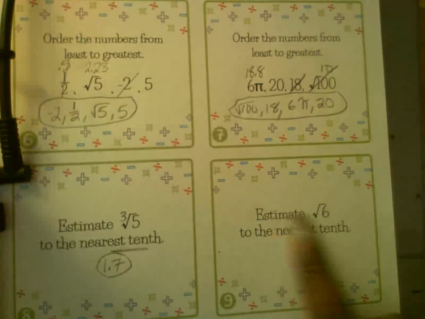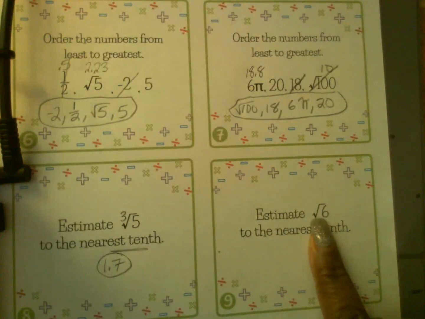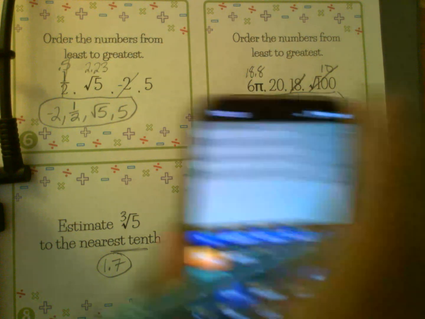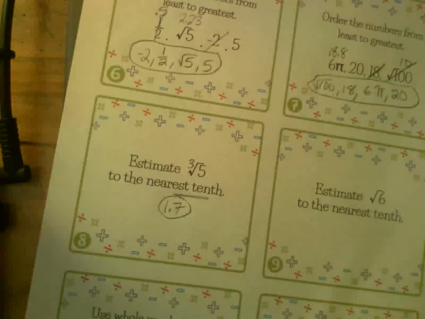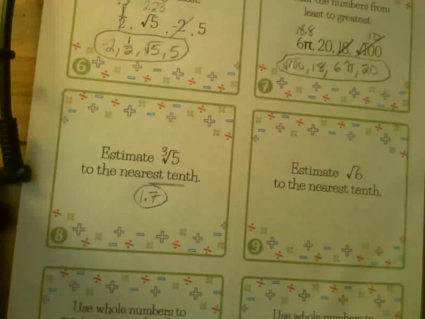You're going to do this one on your own. Type in second, and remember second x squared and the number, and press enter, and then round it to the 10th place to get this.